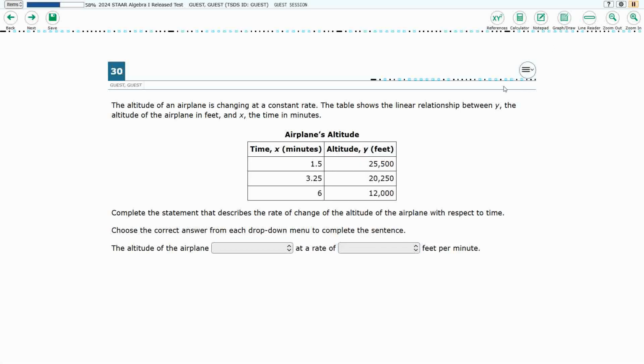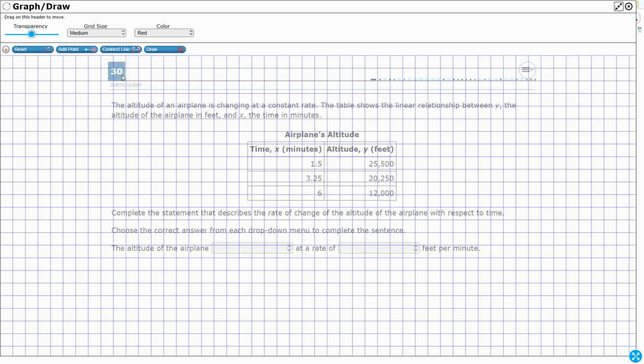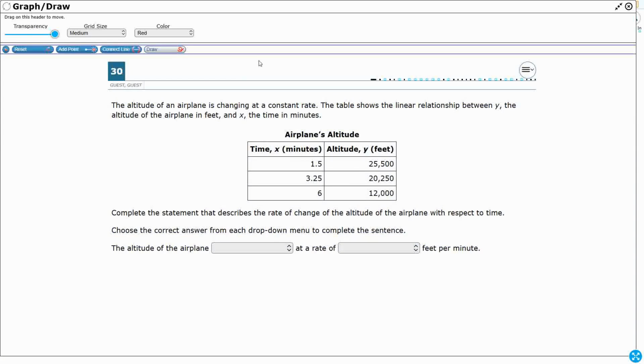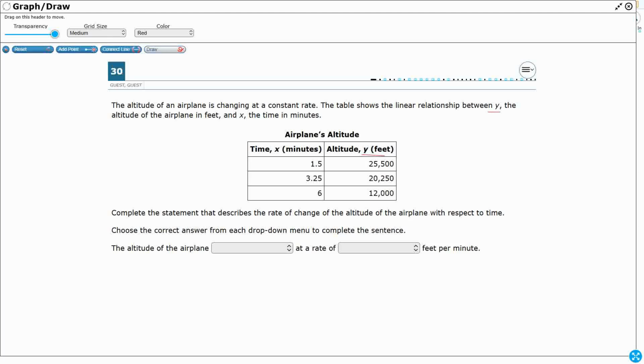All right, so we've got this table here. It shows the altitude of a plane at a constant rate, and we have a linear relationship between y, our altitude, and x, the minutes. We just have these three rows of data. At 1.5 minutes, we have an altitude. At 3.25 minutes, we have an altitude. At 6 minutes, we have an altitude. And we need to describe the rate of change of altitude with respect to time.